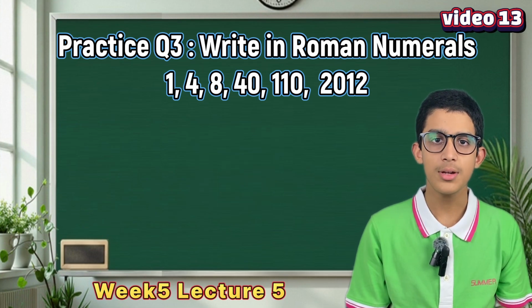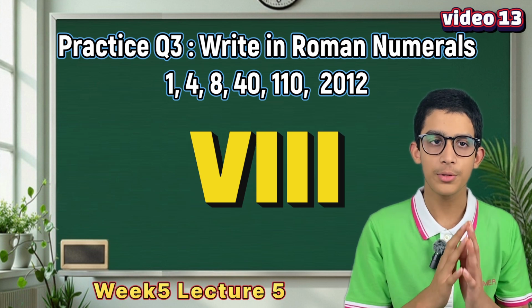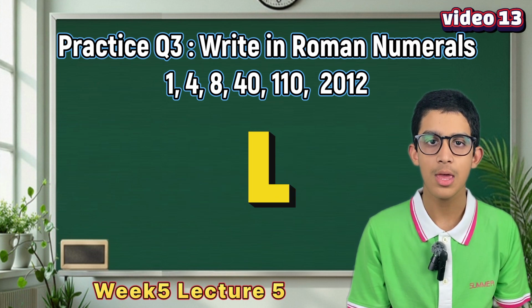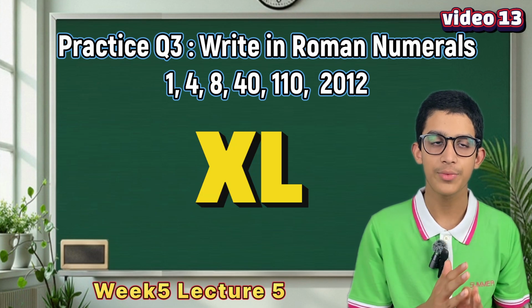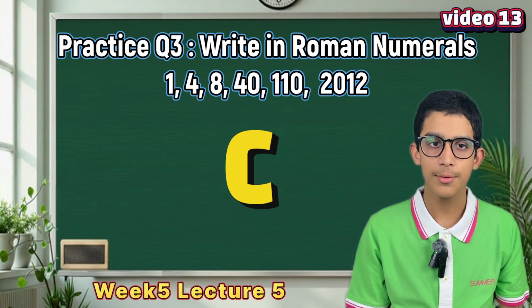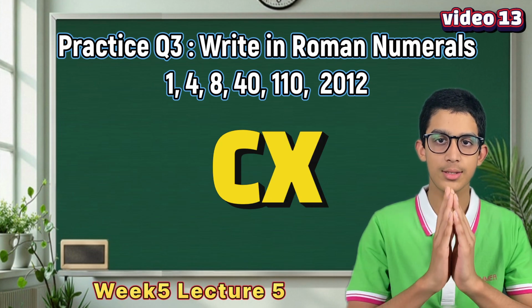8. We put 3 ones after 5. For 40, we write L for 50 and subtract 10 by putting X in front of L. For 110, we write C for 100, then put X after C to add 10.